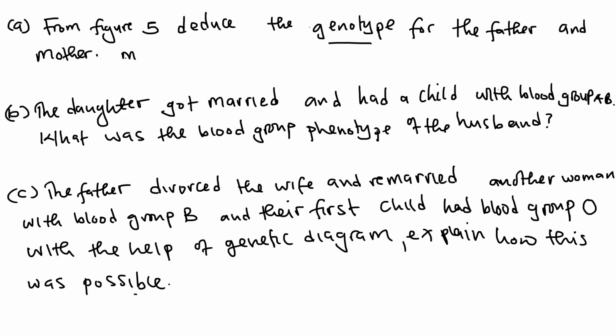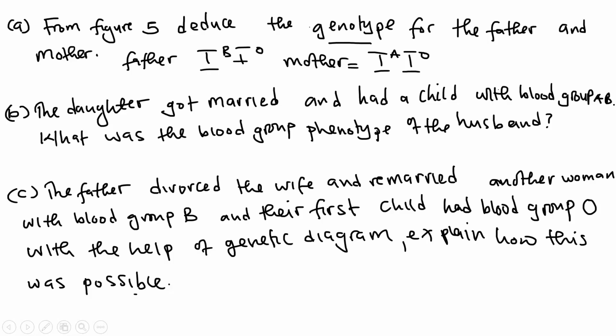So we can start with the father's genotype. The father's genotype is B, O. Then the mother's genotype is A, O. So that is how we needed to answer this question.